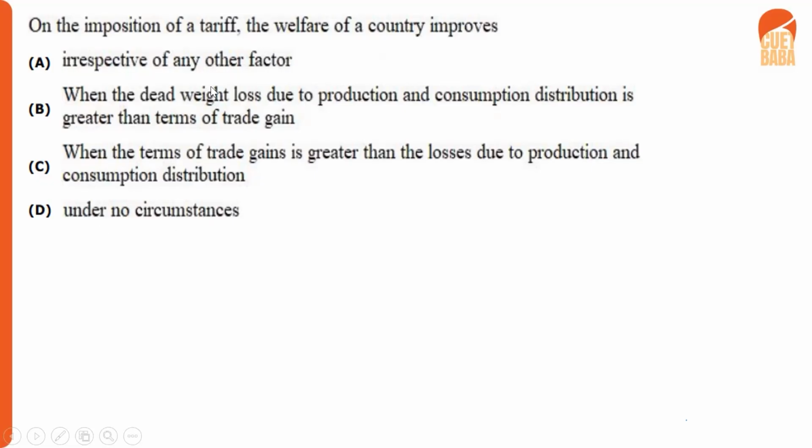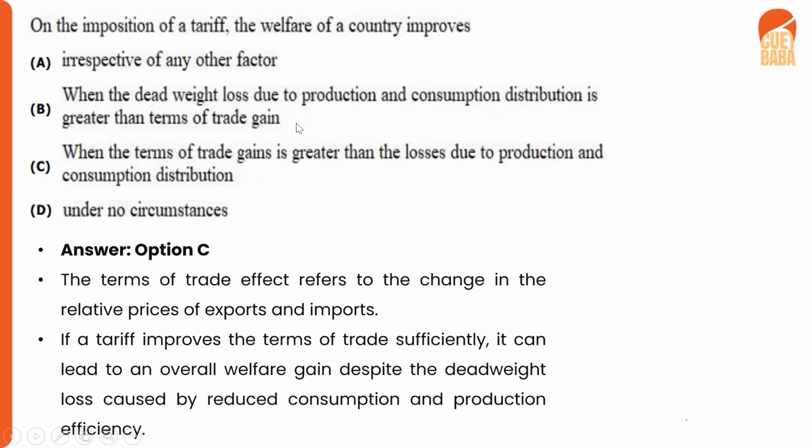So whenever we look into the question, we'll first read the question, the options, then again read the question correctly, so that you don't take the wrong answer. Or sometimes in yes or no questions, your brain just reads it in the wrong way, and that's how most people make mistakes. So again, we'll read the question, that is, on the imposition of a tariff, the welfare of the country improves in how, or how does it improve? So the answer given over here is option C, that is, when the terms of trade gains is greater than the losses due to production and consumption distribution.